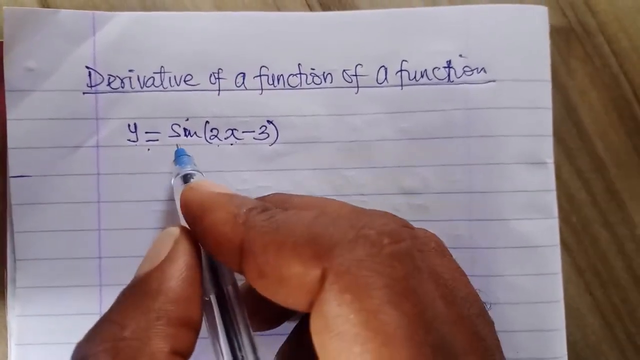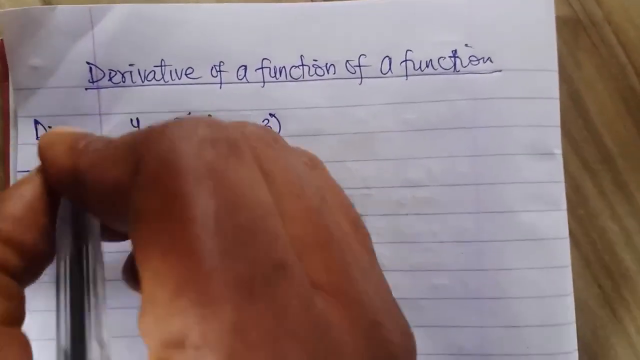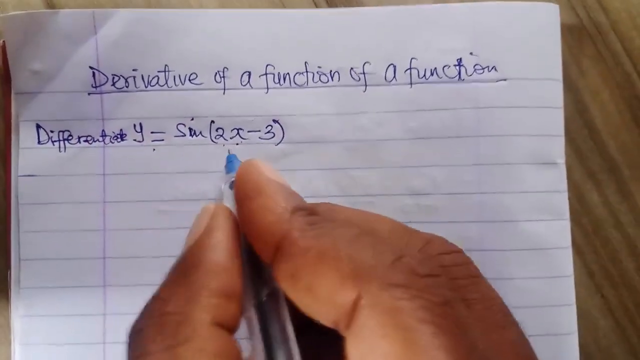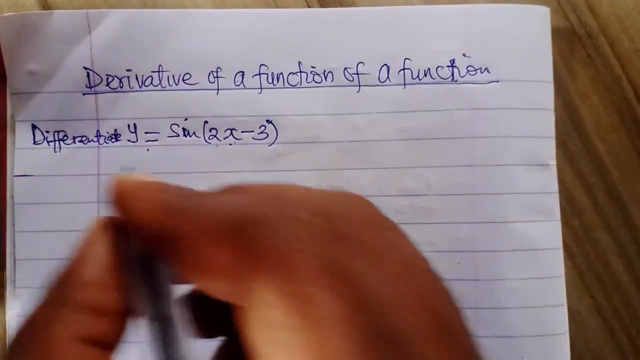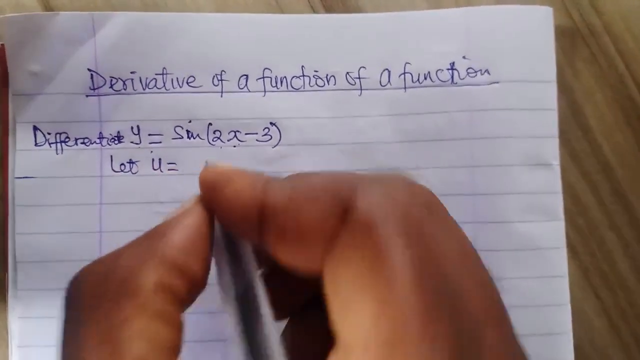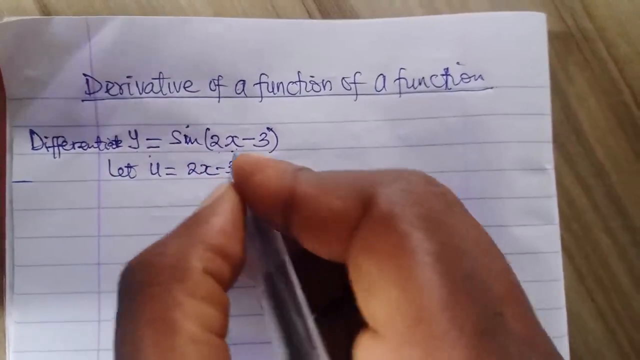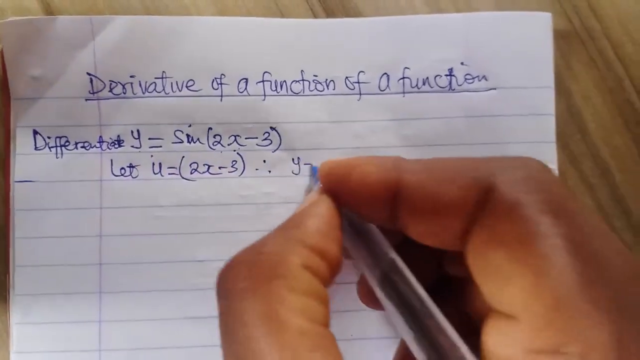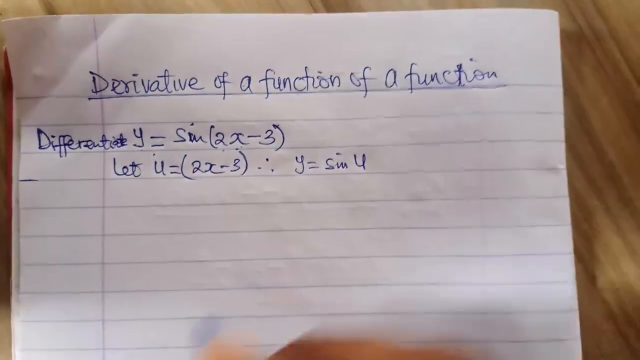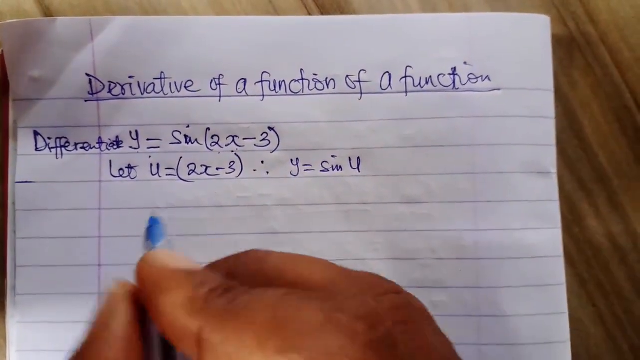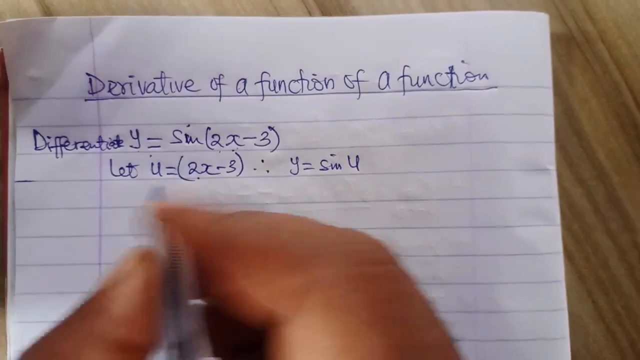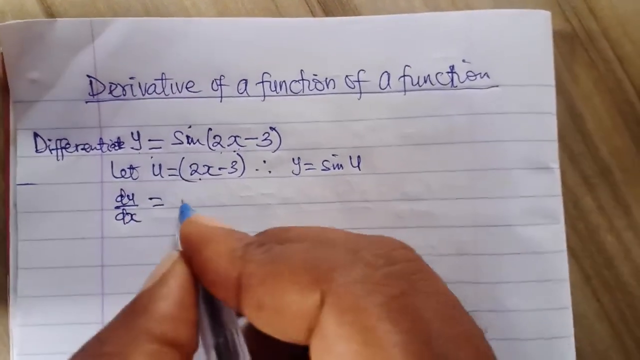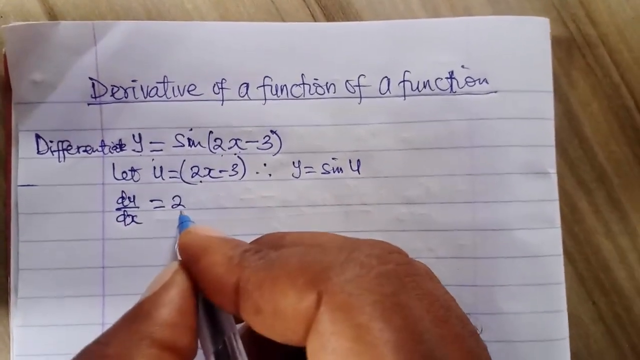So let's differentiate it now. Differentiate y equal to this. What we're going to do is let u be equal to 2x minus 3. So if we want to rewrite this, we can say that y is equal to sine u. Now we can differentiate u with respect to x. So if we differentiate u with respect to x, du/dx, we're going to have 2.